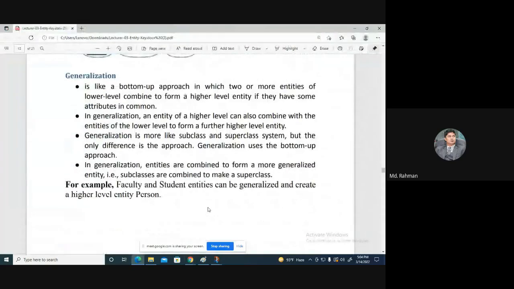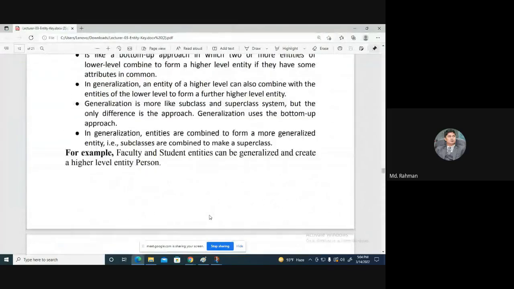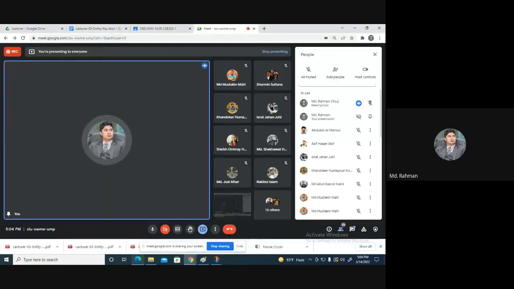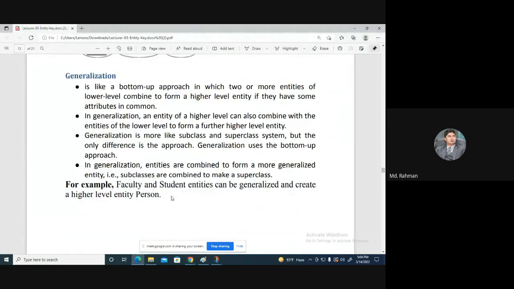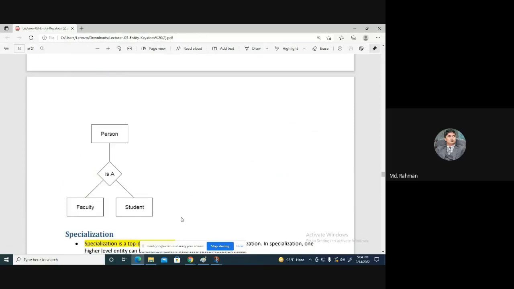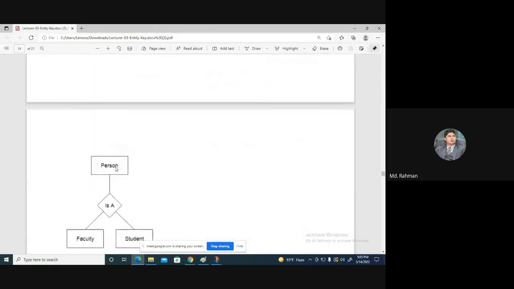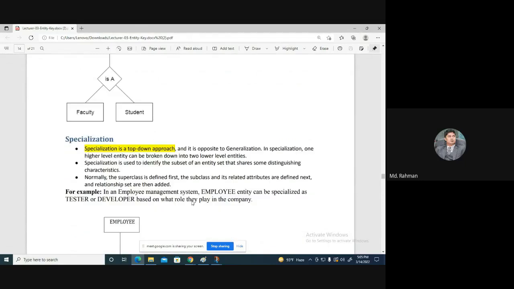And another thing is generalization and specialization. I think you can understand from the figure, generalization is a bottom-up approach. Talking about generalization, it is a bottom-up approach in which two or more entities of lower level combine to form higher level entities. নিচের দিকে দুটো entity কে আমরা higher level entity তে combine করি. If you look at the figure, you can see faculty and student, or if you say person, so person is either faculty or a student. So this is called generalization. So you say person. If you say faculty and student, then it is a specialization.